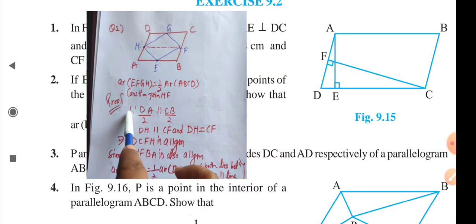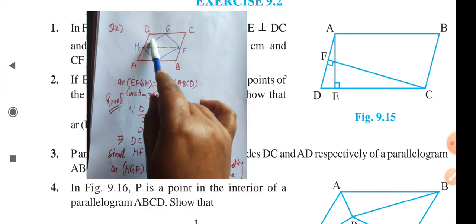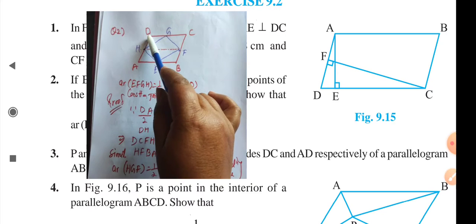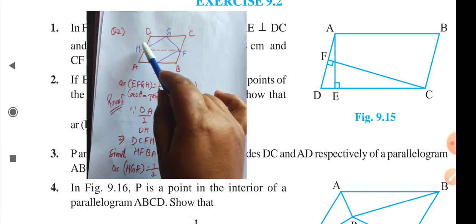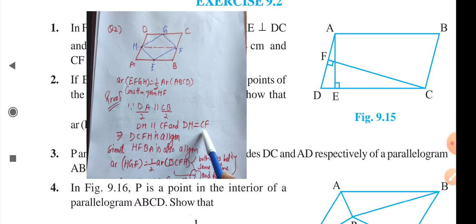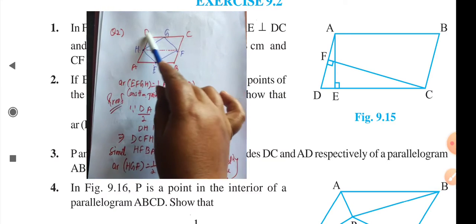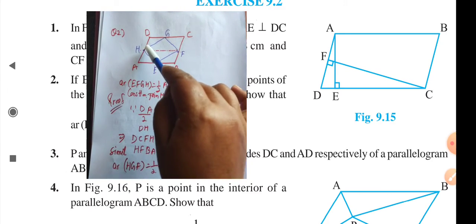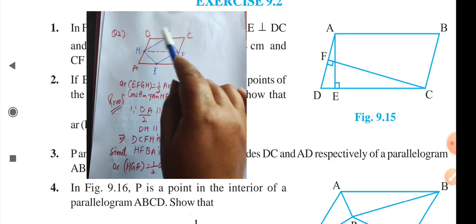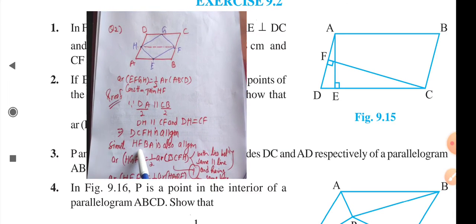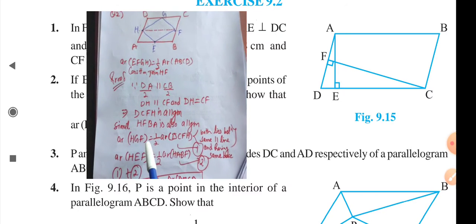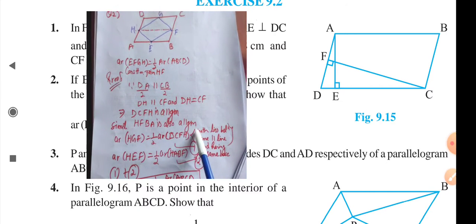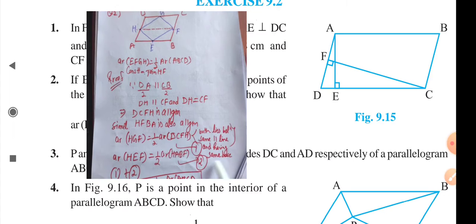Then as we know that this whole DA is parallel to BC, therefore if we make it half, this DH will be parallel to CF, and this will be equal to this also, you can see. So if two sides are equal and parallel to each other, we can say that it is a parallelogram, the upper one is a parallelogram. So as I told you in the second theorem, the area of the triangle HGF is equal to half of the area of DCFH. Why? Because both lie between the same parallel lines and have the same base.